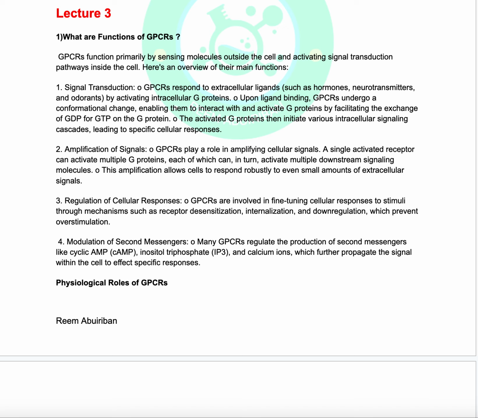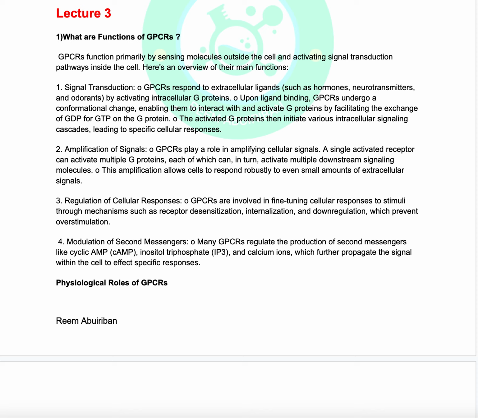Body Ban, and I will start with lecture 3 about signaling. What are the functions of the GPCR? GPCRs function primarily by sensing molecules outside the cell and activating signal transduction pathways inside the cells. Here's an overview of their main functions. So the first one, I will talk about signal transduction.